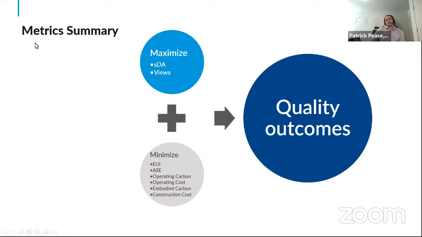So in summary, we want to maximize our SDA and views and literally minimize everything else. And that's going to get us the quality hospital that we want. So it's a rather simple equation of max SDA, max views, minimal everything else. And so that's what we're going to look at in our workflow as we go forward.